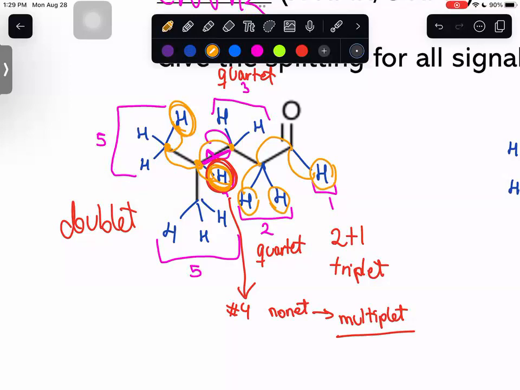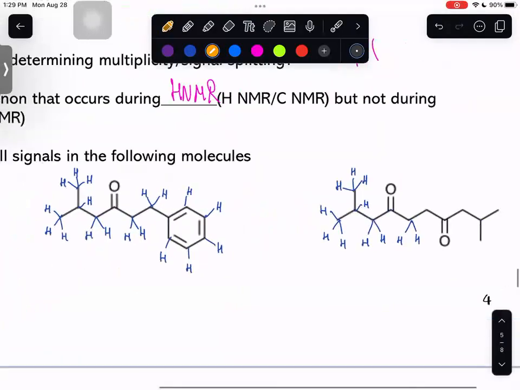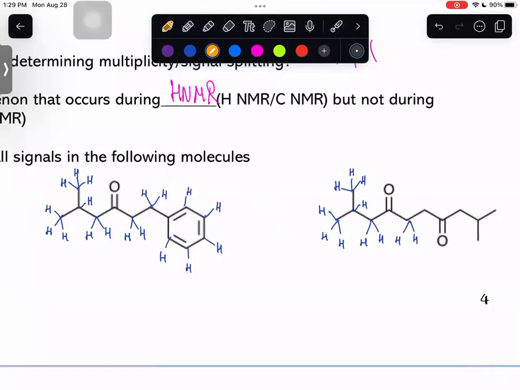Questions on how to find the neighbors? Very good? Okay. Now, I'm gonna give you guys 5 minutes to try and find the multiplicity for all of the signals in both molecules. You guys can work with each other, talk to each other, it's completely okay. 5 minutes again.